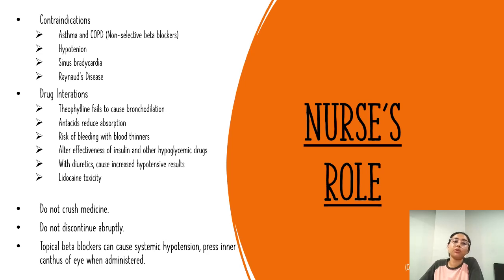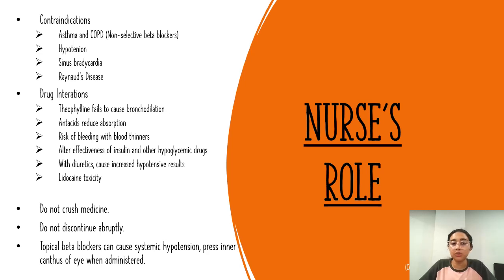The nurse must also know the drug-to-drug interactions with beta blockers. When theophylline is administered with beta blockers, it fails to cause bronchodilation. The nurse must know that if the patient has been administered a non-selective beta blocker and there has been significant bronchoconstriction, when theophylline is given, it will fail to produce the effect of bronchodilation. So another bronchodilatory drug should be used.